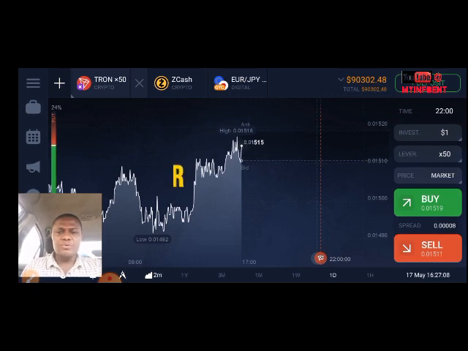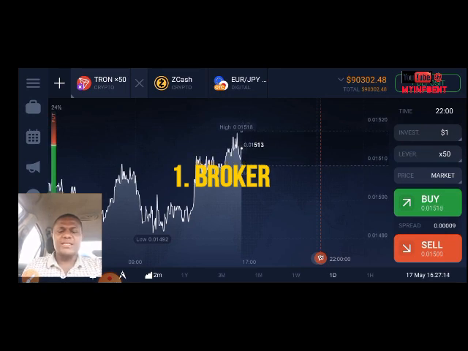Number one is broker. Who is a broker? A broker is a company or a firm that provides traders the platform where they execute their trades. For example, the platform you're looking at belongs to IQ Option. This is what their platform looks like. So an example of a broker is IQ Option, and there are so many brokers out there. So if they say broker, I believe you should be able to understand what broker means.